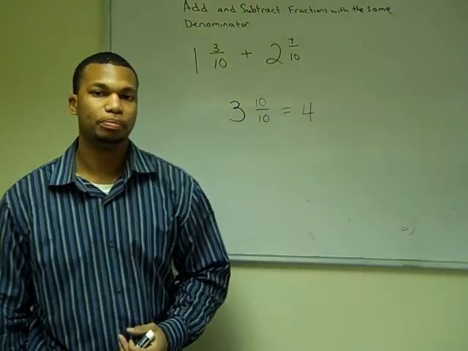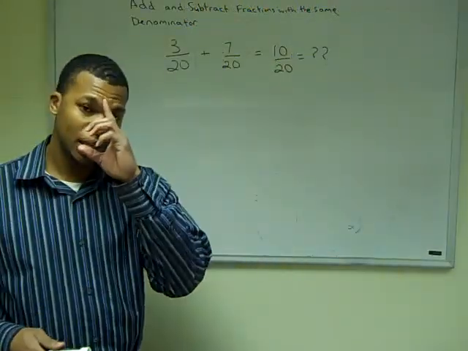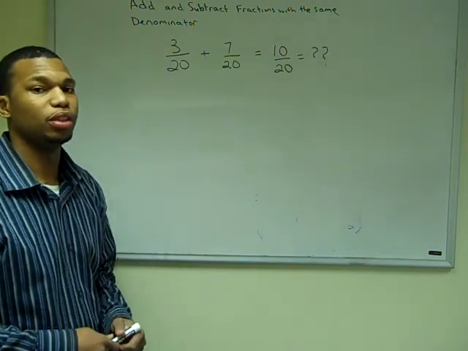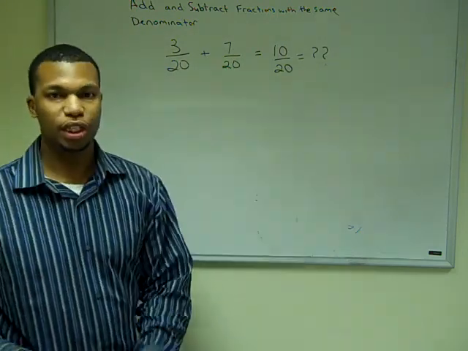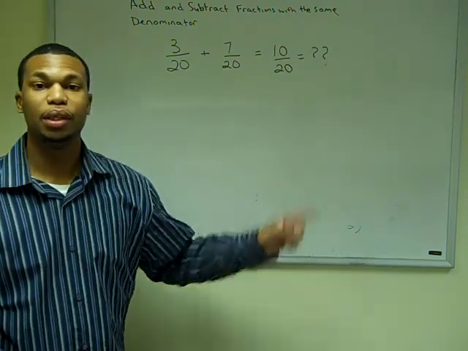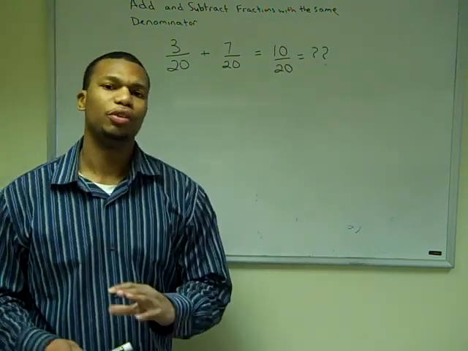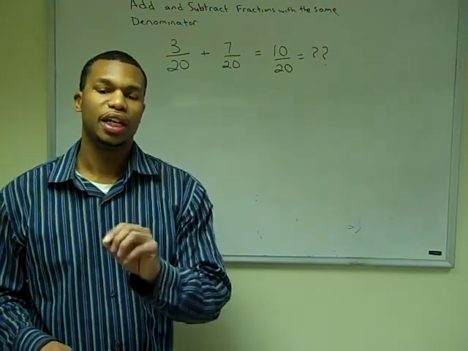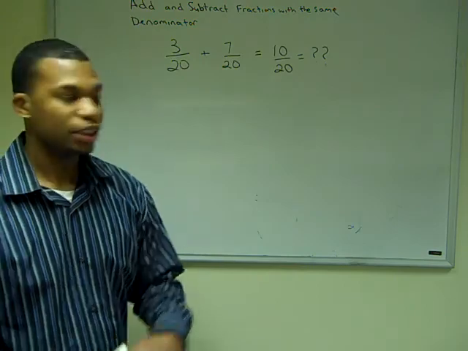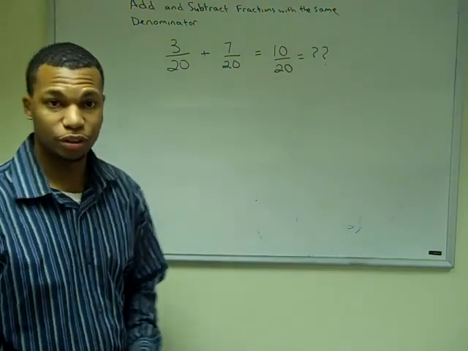into being 4. So now in this example, we're going to add 3 over 20 plus 7 over 20. So notice I have 10 over 20 and then I have question marks. The reason I have question marks is because this fraction must be reduced. So how do we reduce the fractions? Again, we're going to use the prime factorization method to solve and reduce this fraction.